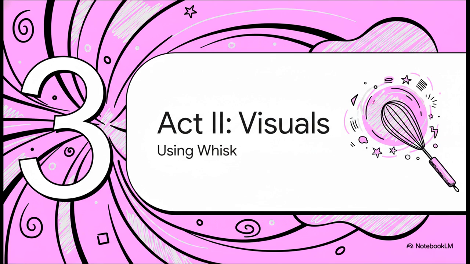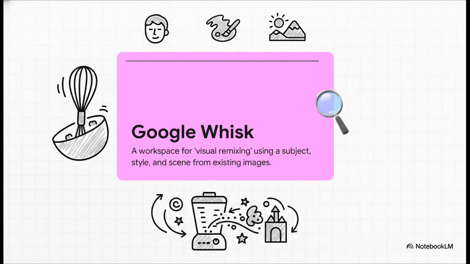Okay, so you use NotebookLM, you've got a brilliant script, it's time for Act 2, the visuals. You don't want some generic stock photo look, right? You want a unique visual style for your project. And this is where a really interesting experimental workspace called Whisk comes in. Whisk works on a totally different principle. It's not about trying to write the perfect, long, complicated text prompt. Instead, it's all about visual remixing.